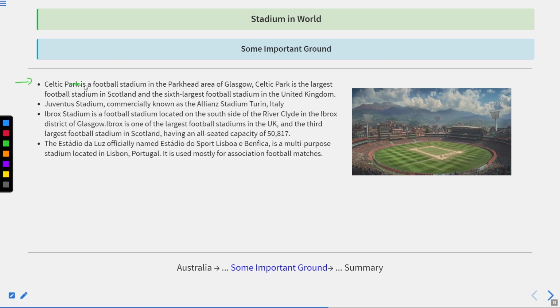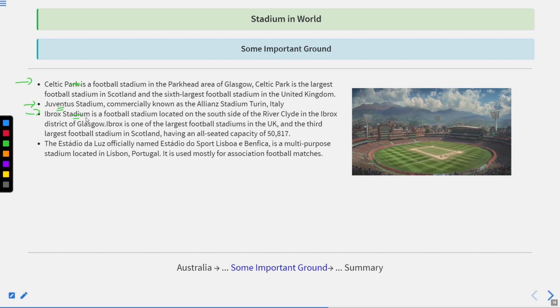Celtic Park, football stadium in the Parkhead area of Glasgow, the largest football stadium in Scotland and the sixth largest football stadium in the United Kingdom. Then, Juventus Stadium, commercially known as the Allianz Stadium, Turin, Italy. Ibrox Stadium, football stadium located on the south side of the River Clyde in the Ibrox district of Glasgow.